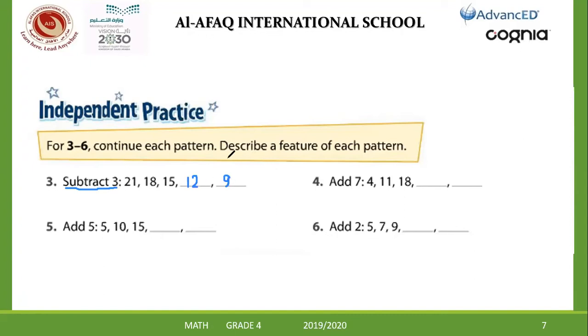Then he asked me to describe a feature of each pattern. As you see, here 9, 12, 15, 18, 21. All of these numbers are the products in which table? Of course, in table 3. So we can say the numbers are multiples of 3. To describe this pattern, you have 9, 12, 15, 18, 21, in table 3. So you can say the numbers are multiples of 3.